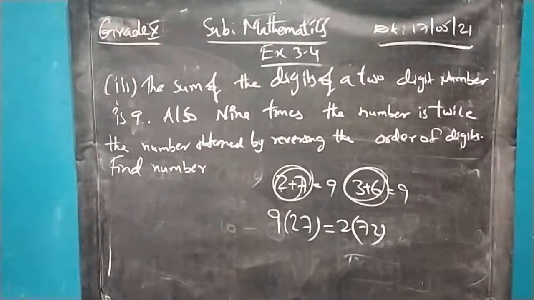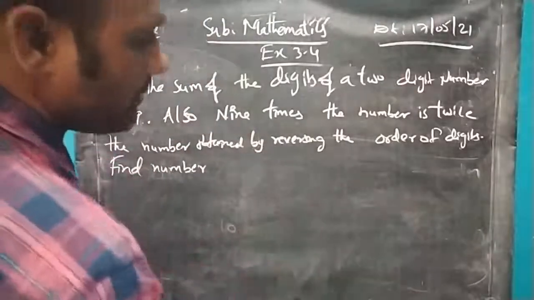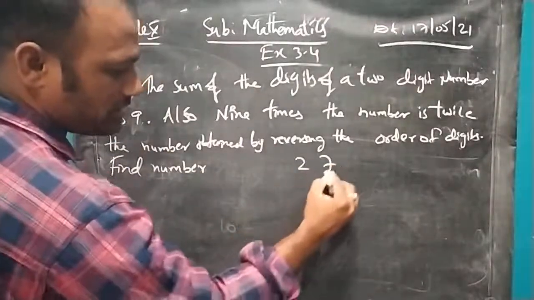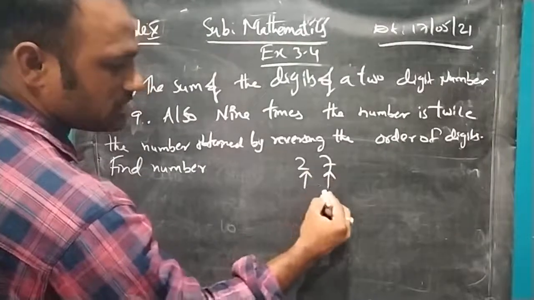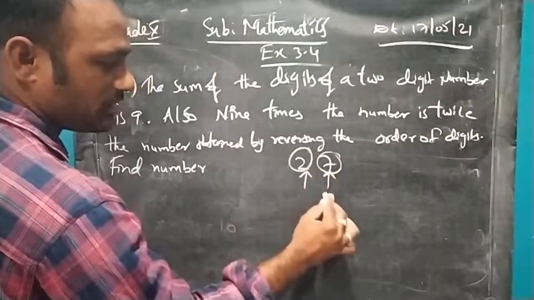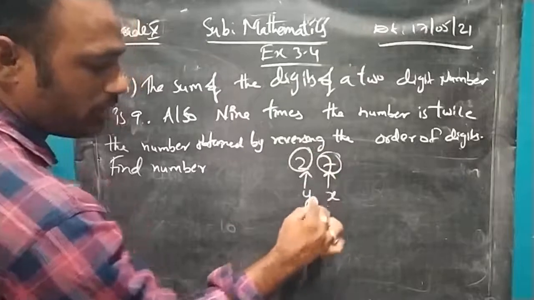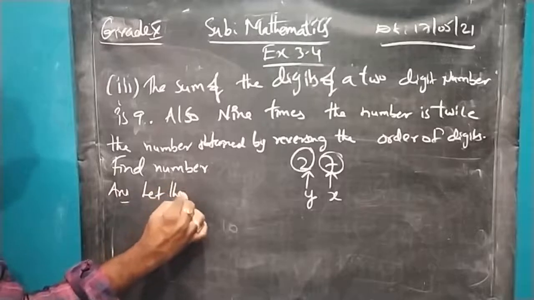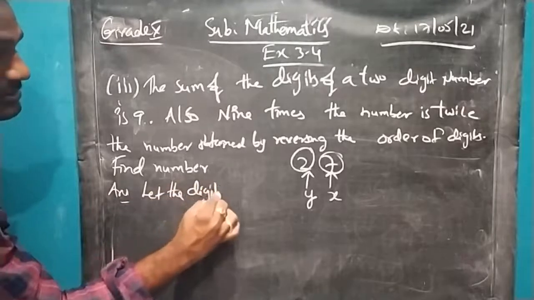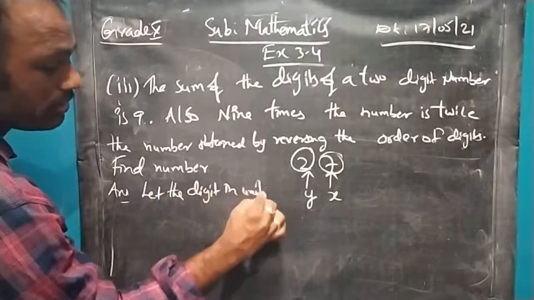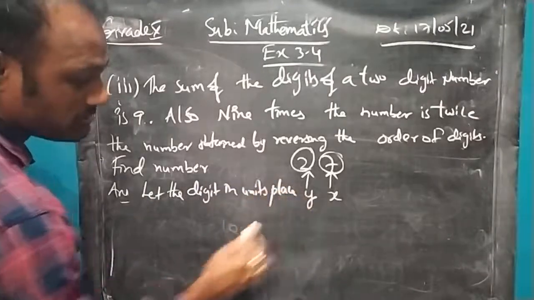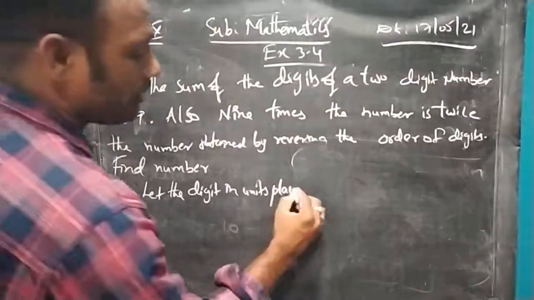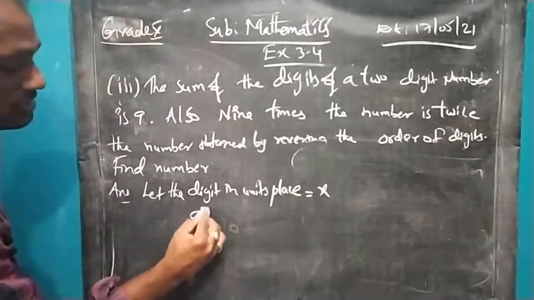So let us see. Already we have done this type of question. In a 2-digit number, suppose 27, this is the units digit, this is the tens digit. We don't know what the numbers are going to be in this place. We have to assume them as x and y. Let the digit in units place be X. Next, digit in tens place.